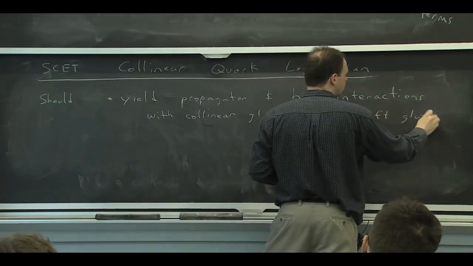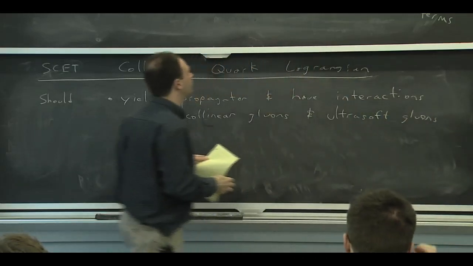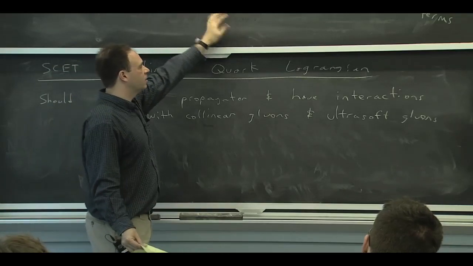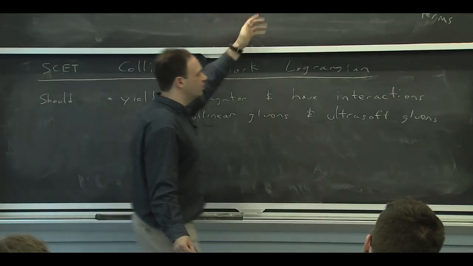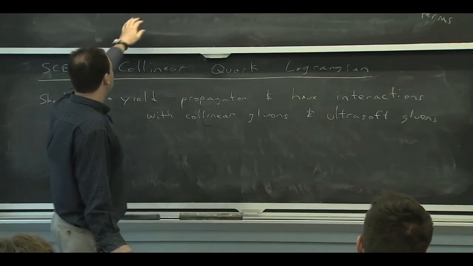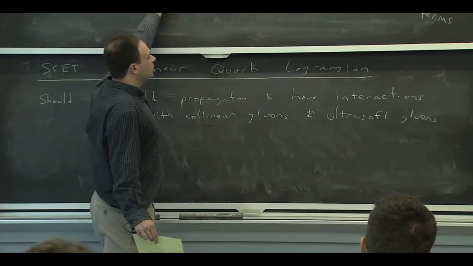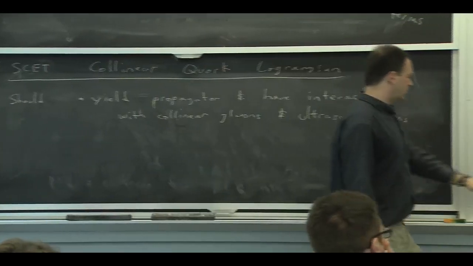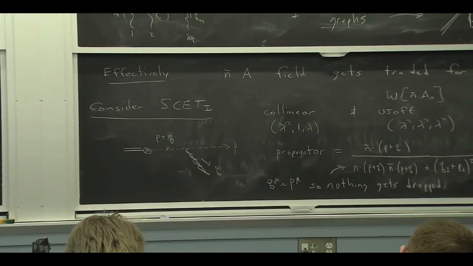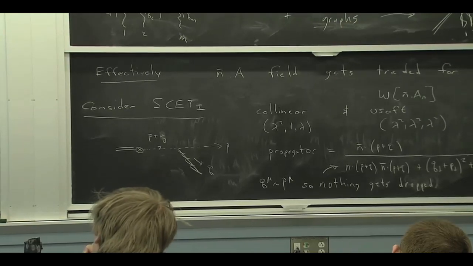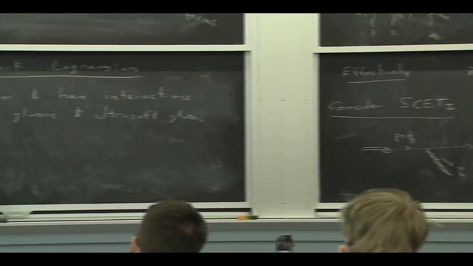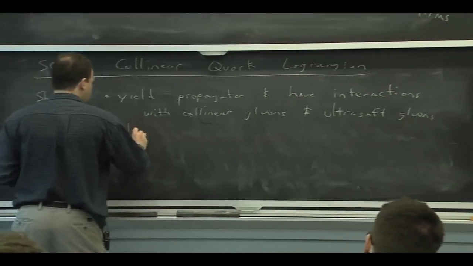And you can see even from here why we need two different fields, because there has to be some way of telling that we have a different propagator in this case than in that case. Or put another way, the external field here has a different power counting than the external field here. So this already we're kind of seeing that we need two different gluon fields in this effective theory, as we said earlier. So the Lagrangian has to have interactions with both of them.